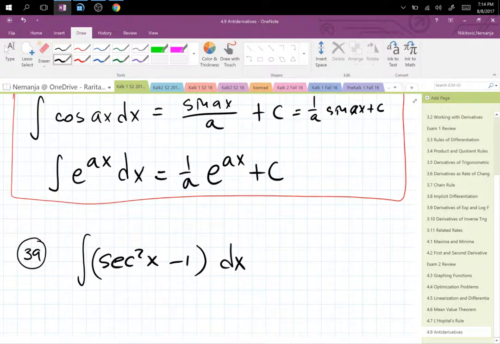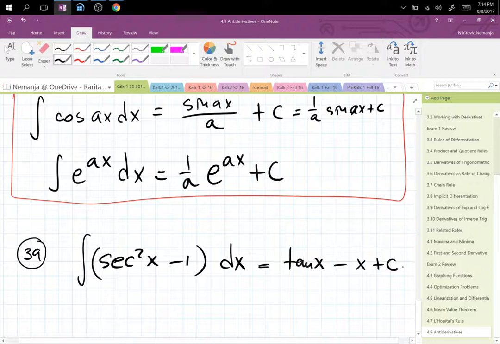What is the integral of secant squared? Tangent x. And what is the integral of minus 1? Minus x. So this works out to be tangent x minus x plus c.